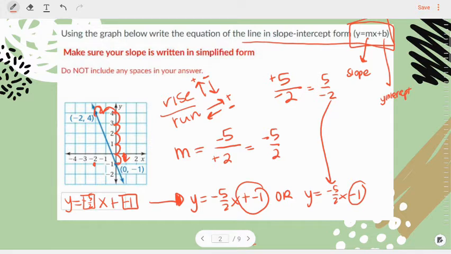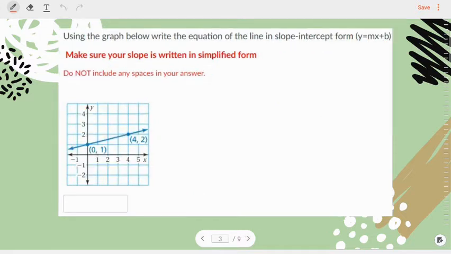Let's go on to the next one. So same type of problem. Let's just get in our head what I want. My answer is going to be y equals something x plus something, and I'm going to fill in these two blank spots. So I like to find my y-intercept first because it's easier. Just that one dot on my y-axis, that's at +1. So I put a 1 there.